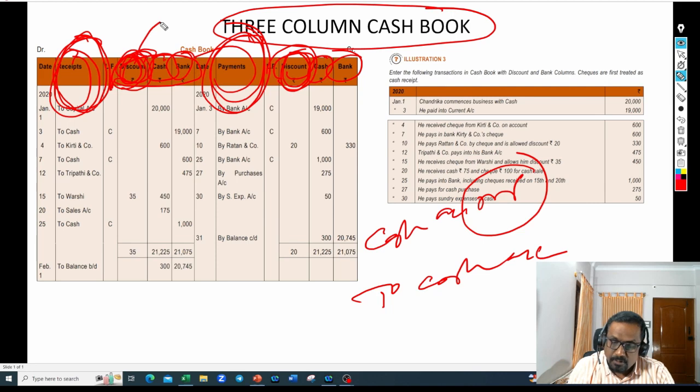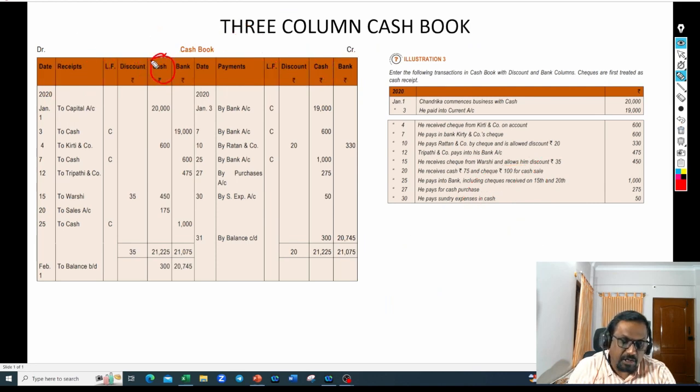Then go to the next one. The next one is the cash column. Whatever debit cash you see, that is nothing but cash receipts. So here we record all cash receipts. Whatever you see in the cash column on the credit side, they are the payments. Cash payments will be recorded on this side.